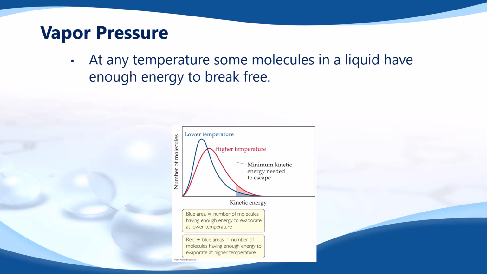What that means for us is the area under the curve after this dotted line is telling us how many molecules at each temperature have enough kinetic energy to break those intermolecular forces. Right, so the higher the temperature, the easier it is for molecules to escape, the higher the vapor pressure, because more molecules have broken free.